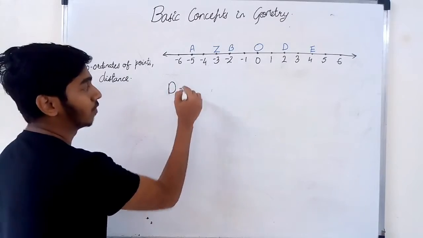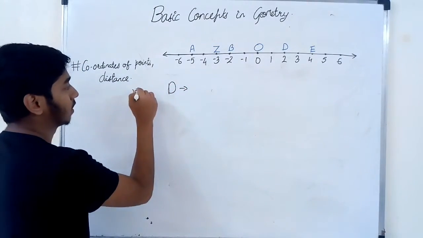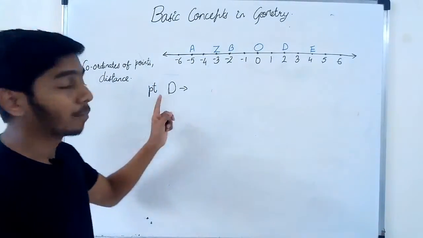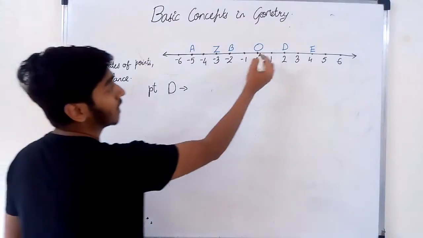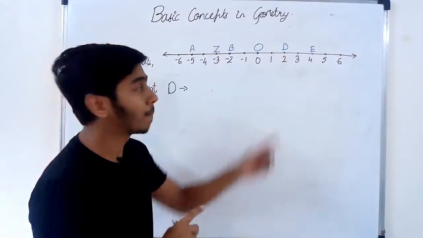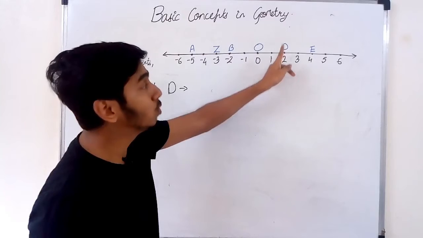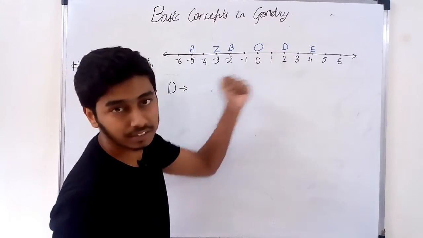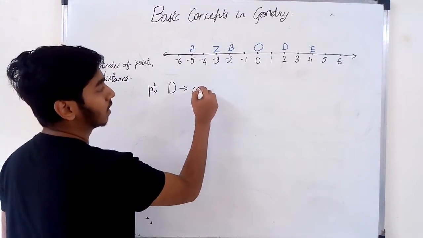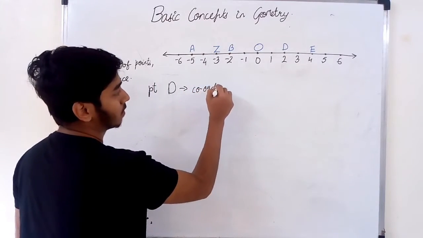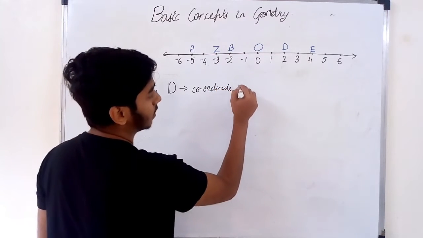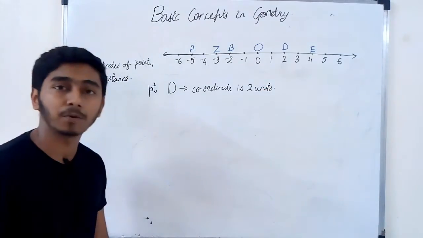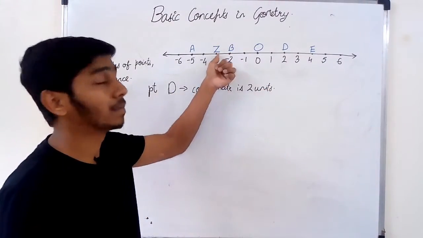So for point D, the coordinate can be found. See, on this number line, D is named at 2, so the coordinate of D will be 2 units. So we can say the coordinate is 2 units.